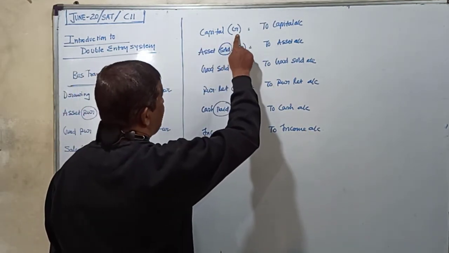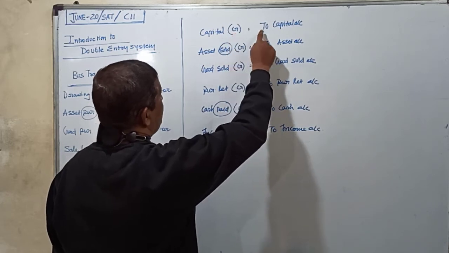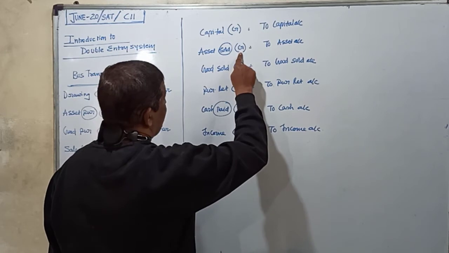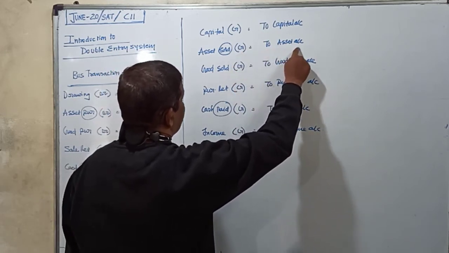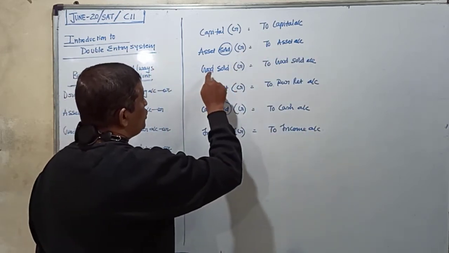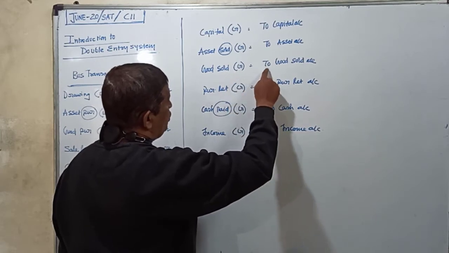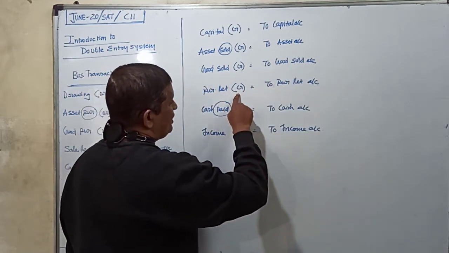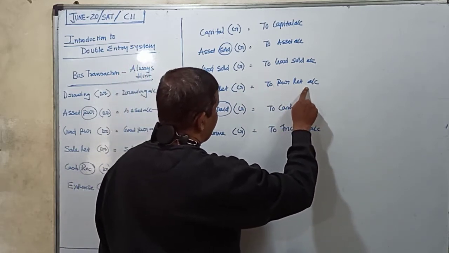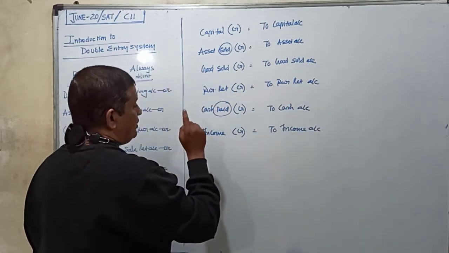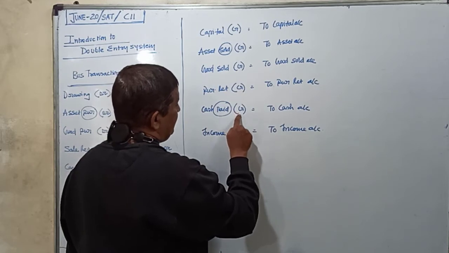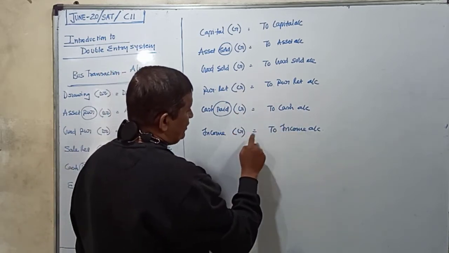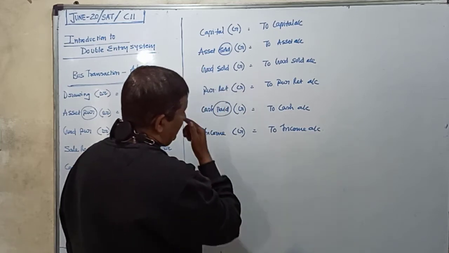Capital is always credited, so to capital account. Asset sold is always credited, so to asset account. Goods sold is always credited, so to goods sold account. Purchase return is always credited, so to purchase return account. Cash paid is always credited, so to cash account. Income is always credited, so to income account.